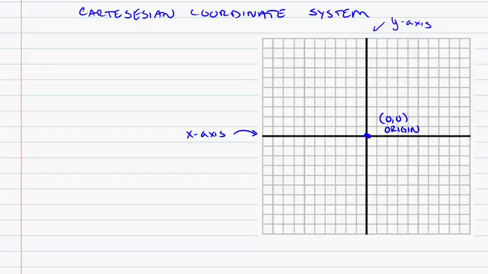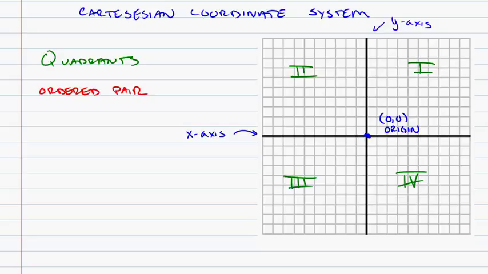And you can see that you've all graphed points before, I'm sure. And it's made up of different quadrants. So this is our first quadrant. This is the second quadrant, third quadrant, fourth quadrant.